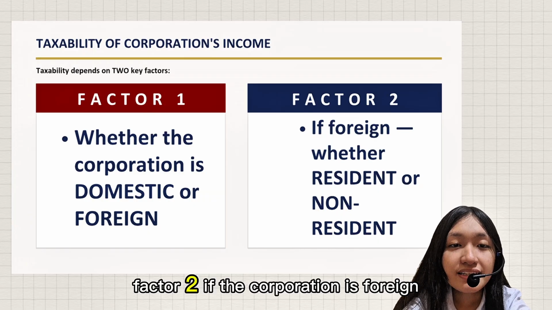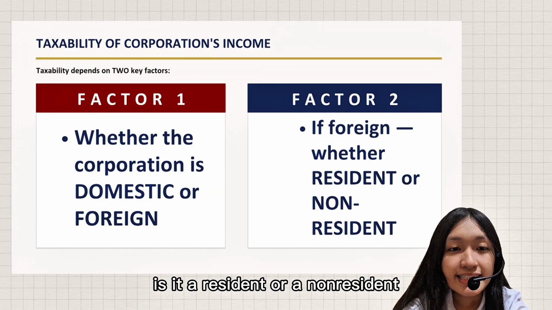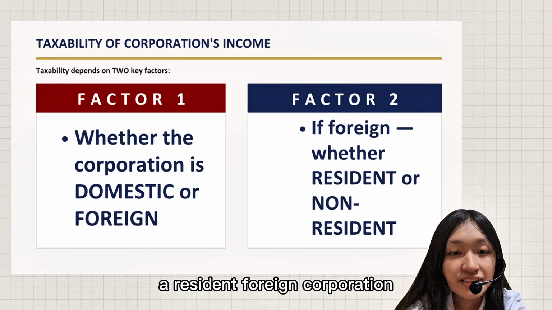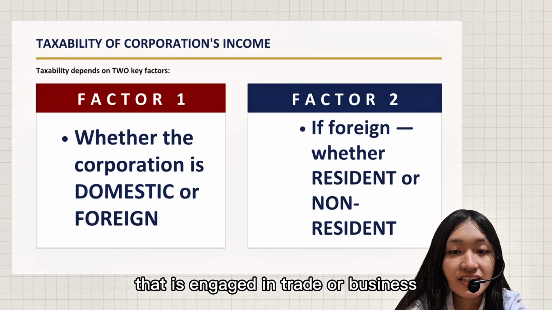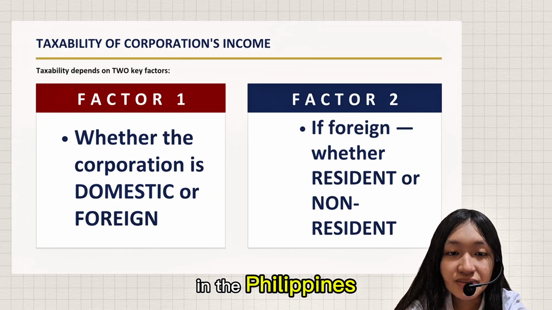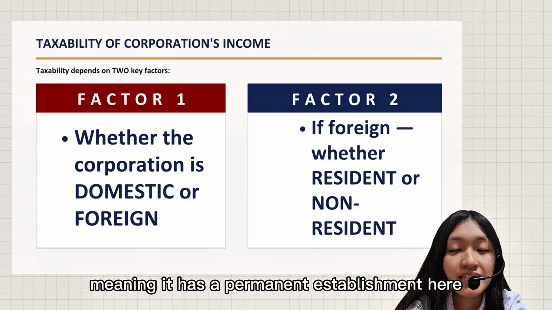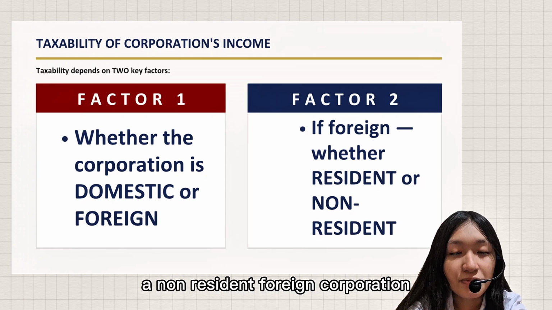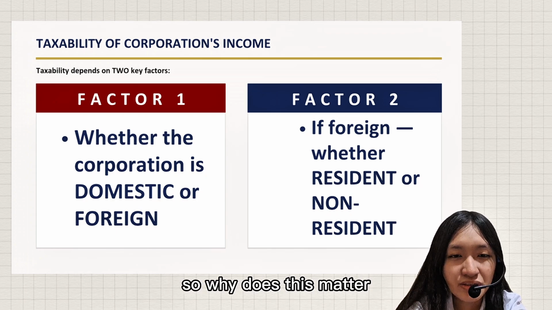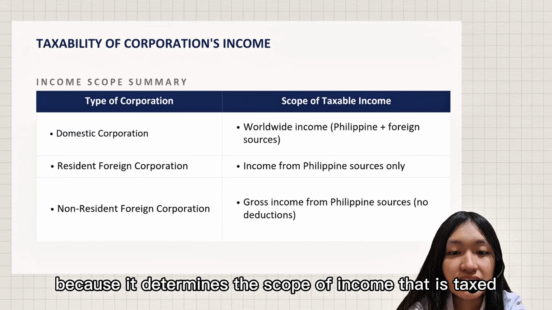Factor 2, if the corporation is foreign, is it a resident or a non-resident? A resident foreign corporation is a foreign corporation that is engaged in trade or business in the Philippines, meaning it has a permanent establishment here. A non-resident foreign corporation has no such establishment. So why does this matter? Because it determines the scope of income that is taxed.